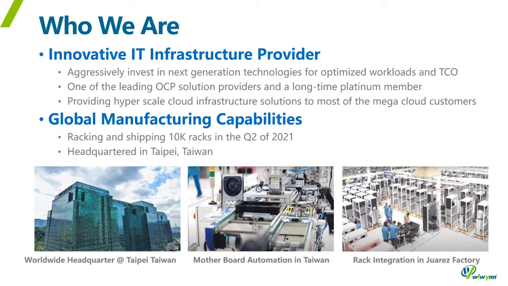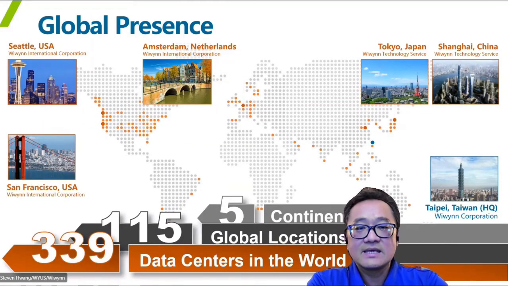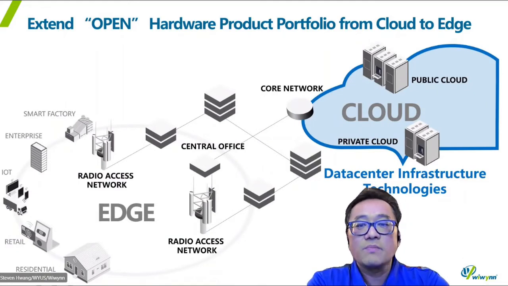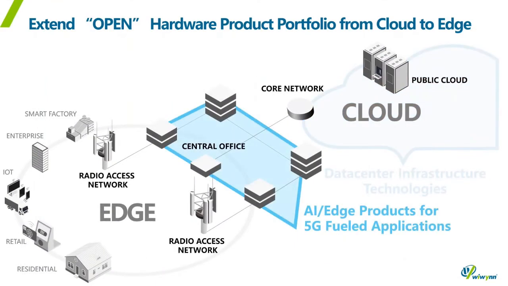We're currently shipping about 10,000 racks per quarter to the hyperscale cloud customers. Until June this year, we shipped servers and racks to 115 cities and more than 300 data centers globally. As mentioned earlier, we're a leading cloud infrastructure provider. We're a strong believer of the open concept, both from the hardware and the software perspective. And we believe the benefits of openness can extend from cloud to edge.